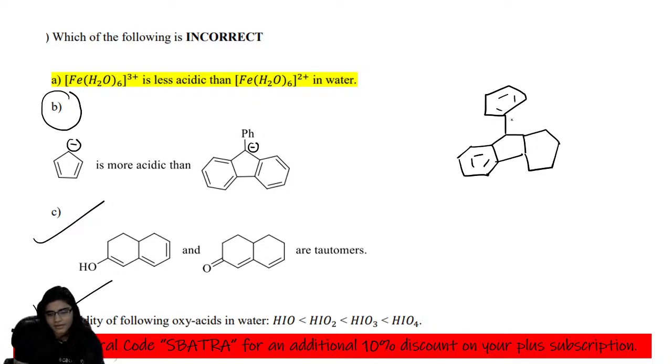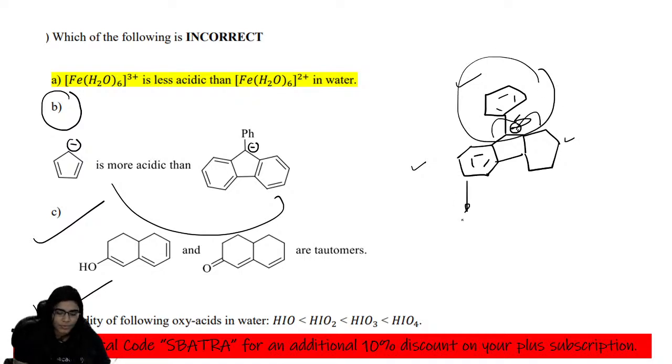Now what you can understand over here is that there is a negative charge. If there is a negative charge, you have to understand the role of aromaticity over here. Due to this negative charge, it is delocalized with this phenyl ring, and this phenyl ring. So there is loss of aromaticity of one benzene ring.